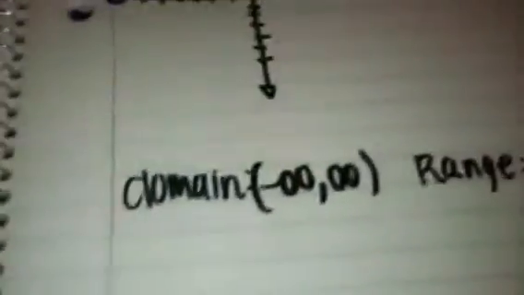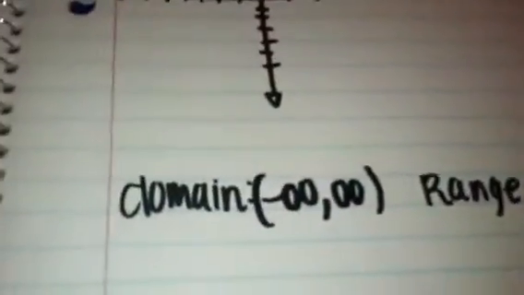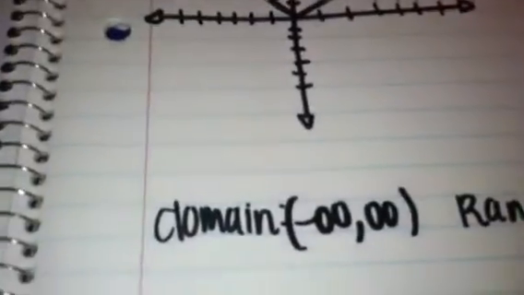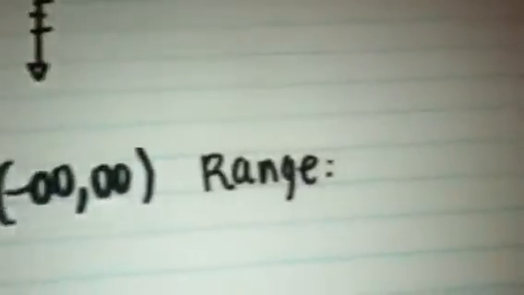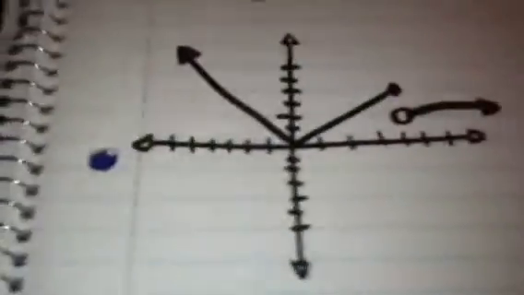And we're going to use open brackets because infinity is kind of a concept rather than a number, and you can't really include infinity because it's not a real number. It's just kind of like saying all real numbers. So the domain is negative infinity to positive infinity, and the range is all the y numbers.